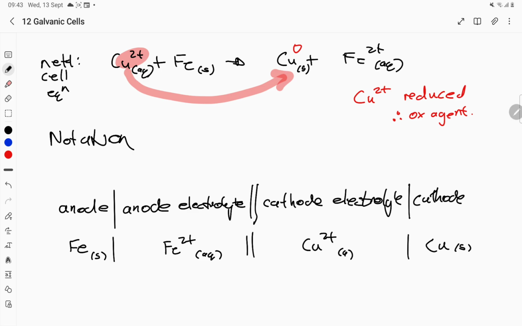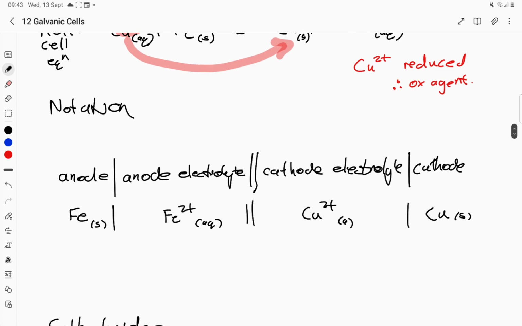Now, let's just say the anode or cathode is not a solid, or it's not a metal. We will use a platinum metal in most cases. So let's just say the anode was hydrogen. I'm just making something up here. It's hydrogen gas, and it goes to an H+ there. Just ignoring the right hand side now.